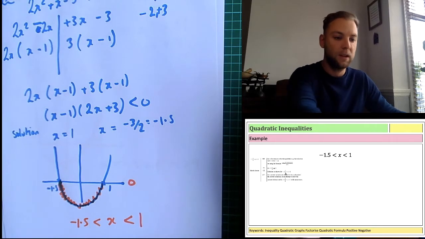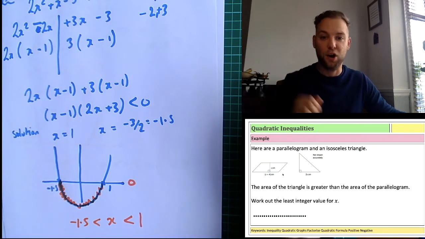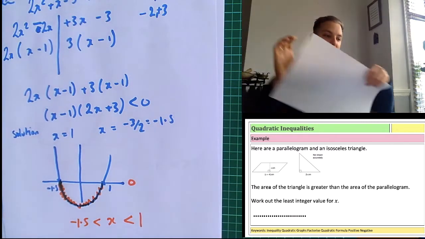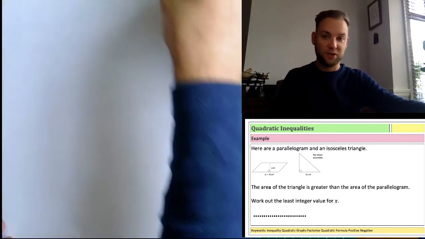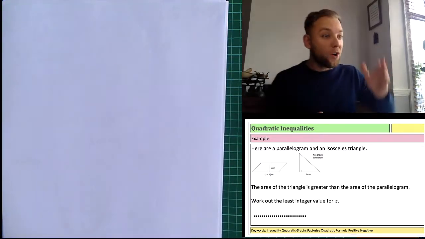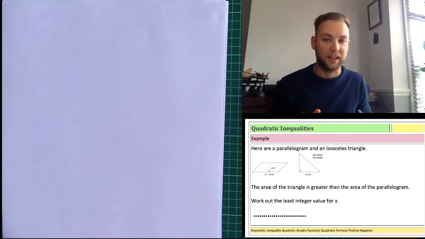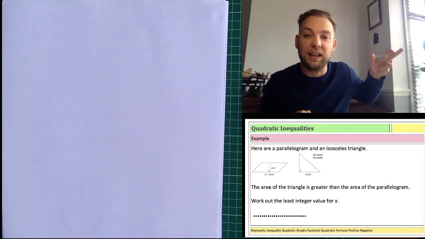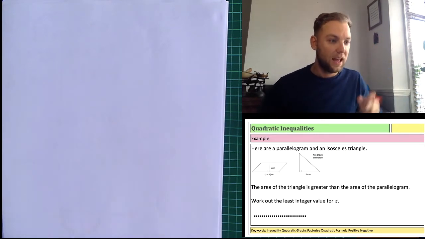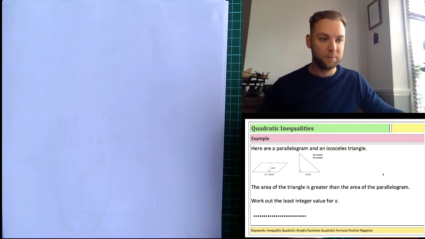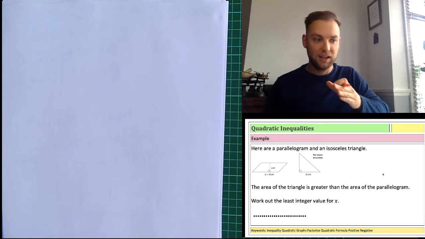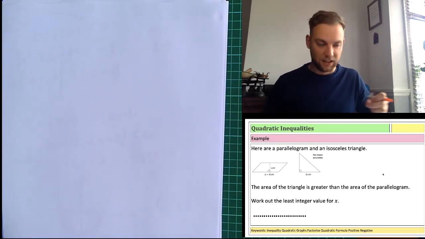Okay. So, one more question actually. I forgot about this question. The last little stage now is to put it in context. So this one here is question 10. Here we've got a parallelogram and an isosceles triangle. With an isosceles triangle, you know that the 2 sides, so the base and the height in this case, are going to be the same. The area of the triangle is greater than the area of the parallelogram. Work out the least integer value of x.